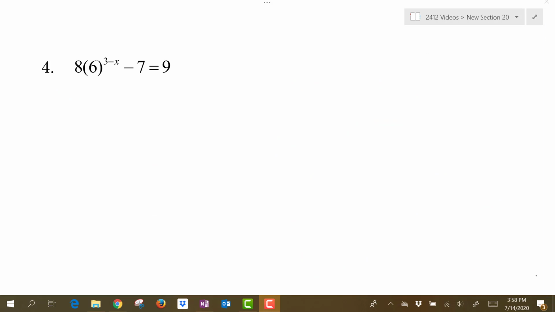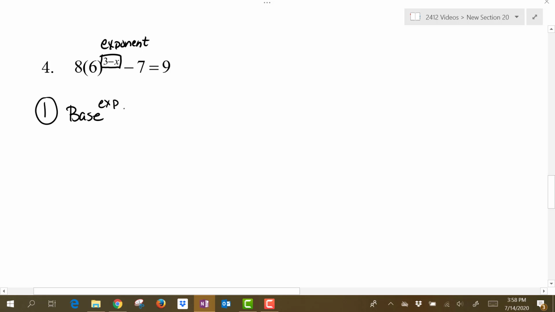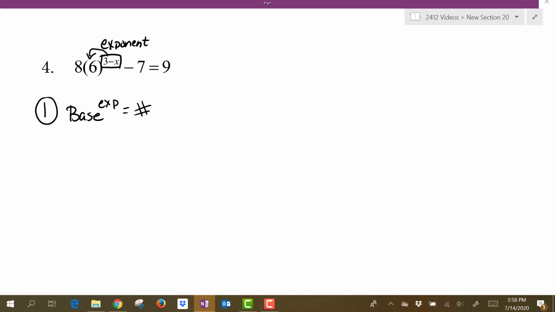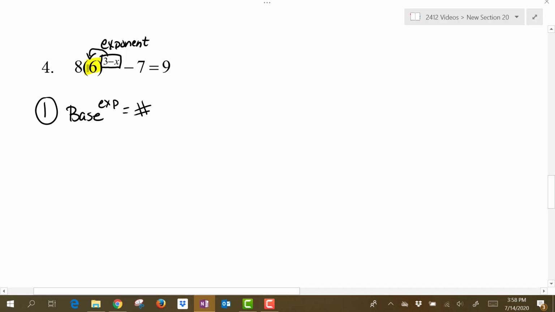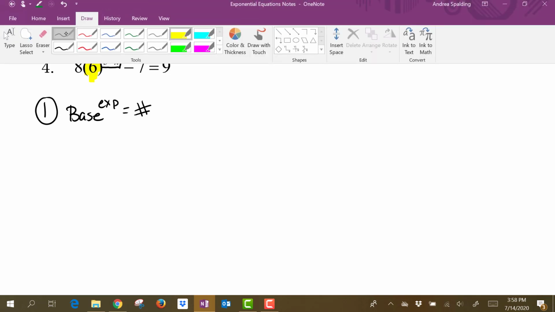Example 4 is also an exponential equation. When I look in the exponent, I see that my variable is trapped in that exponent. So we're going to follow our steps for solving an exponential equation. The first step is to isolate the base, its exponent, and get one number by itself on the other side. Now when I look up to my exponent, I look at the number that's directly in front of it, and that only includes the 6. It does not include the 8 that's out front multiplied times that 6.